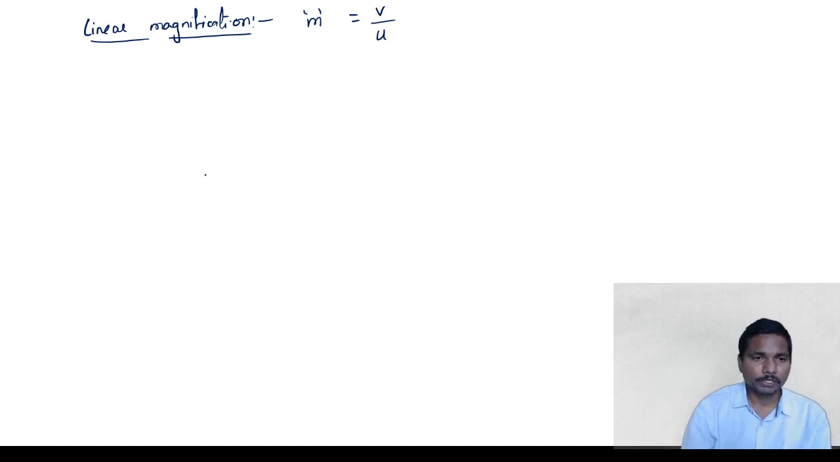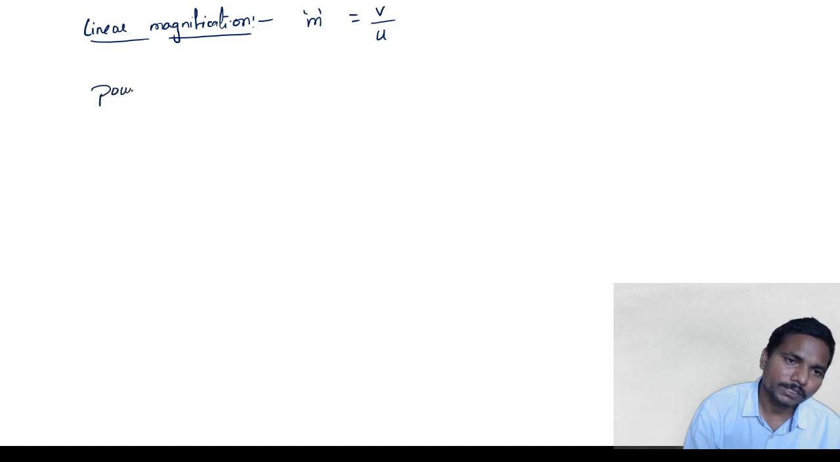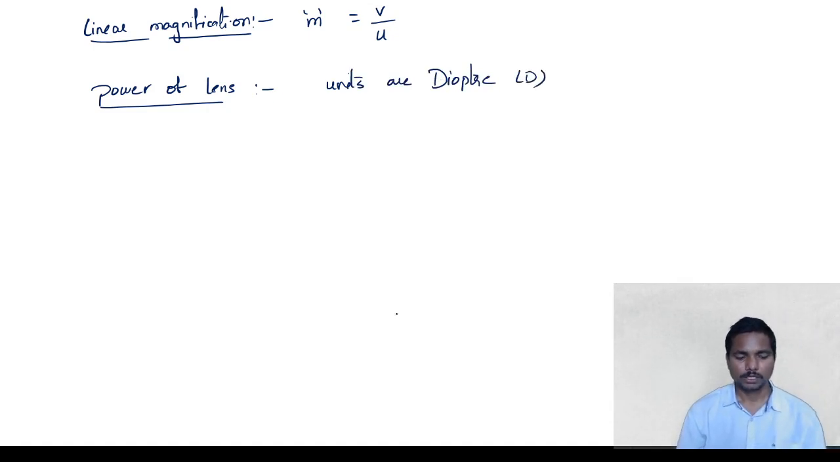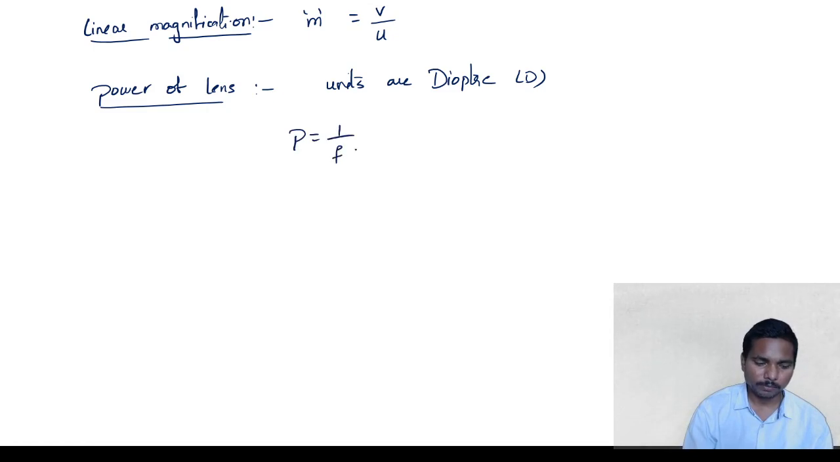And after this we need to discuss one more thing, power of lens. What are the units of power of lens? Units are diopter, D. So the power of lens is inversely proportional to focal length. Power is nothing but 1 by focal length.